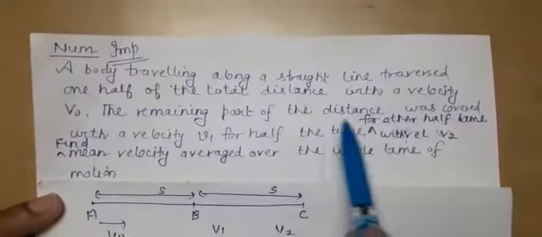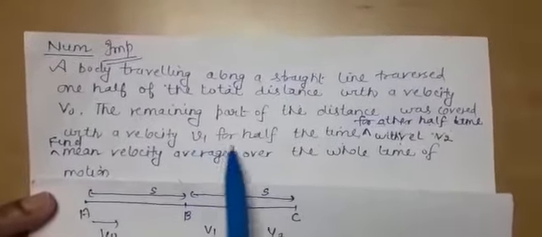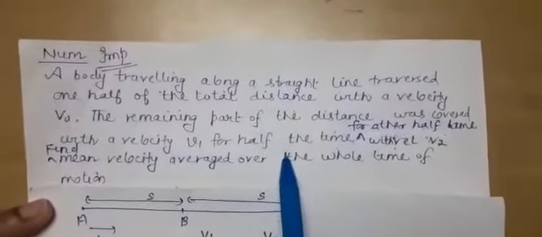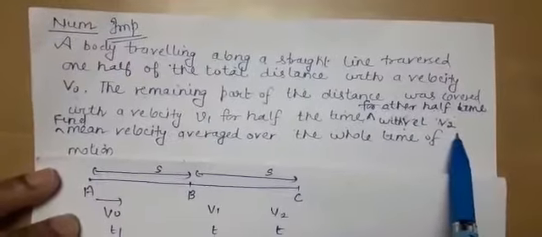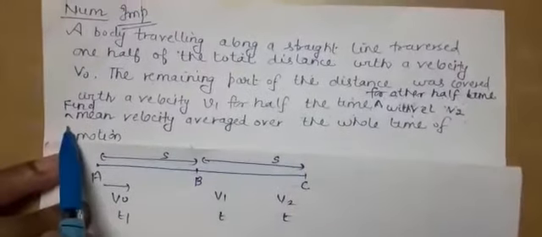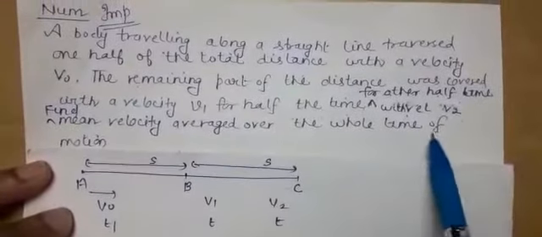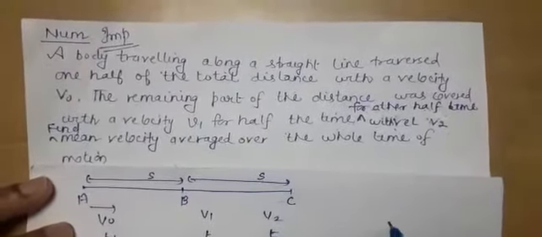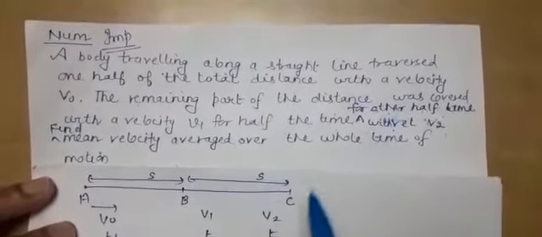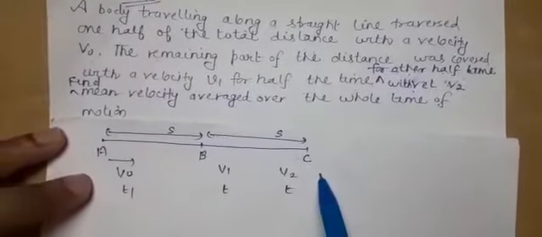The remaining part of the distance was covered with velocity v1 for half the time and for the other half time with velocity v2. Find mean velocity averaged over the whole time of motion. See, if you understand the statement, if you are able to convert it into the figure, then you have done half the work. Let's see how.